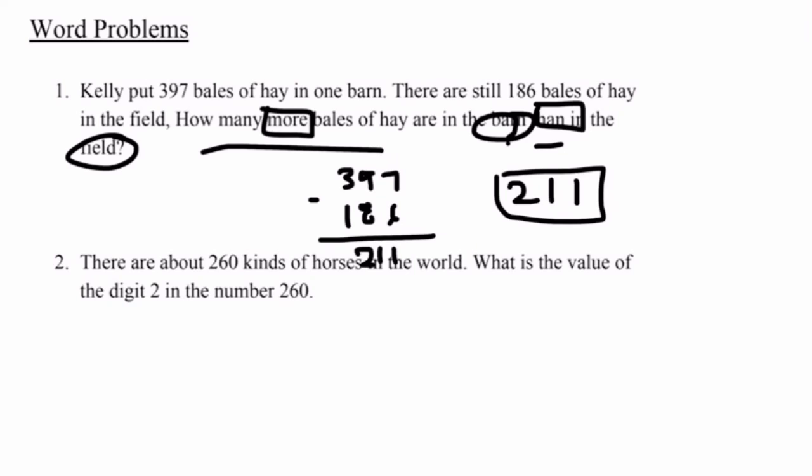Number 2, there are about 260 kinds of horses in the world. What is the value of the digit 2 in the number 260? Well, we know that the 0 is our ones place, our 6 is our tens place, so that only means our 2 is in our hundreds place. Therefore, the value of the digit 2 is hundreds.